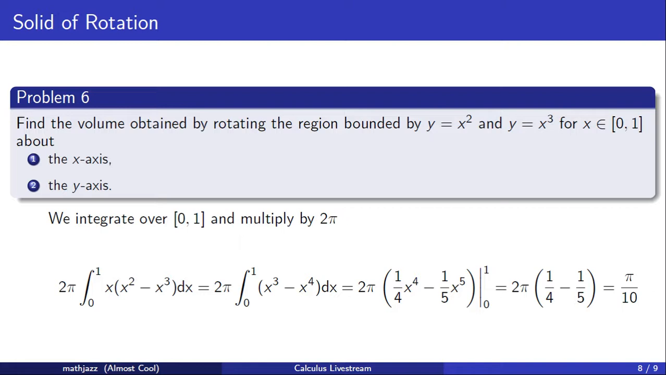Multiplied by 2 pi, we get a 2 to cancel in the numerator and denominator, leaving pi over 10. We notice that pi over 10 is not the same as 2 pi over 35. And so the same region rotated in two different directions gives us two different volumes, even though it was the same distance from each of the axes. I mean, x squared and x cubed both hit the origin, and so they both touch both axes. But it's remarkable that we get different numbers just by changing the angle of the rotation.